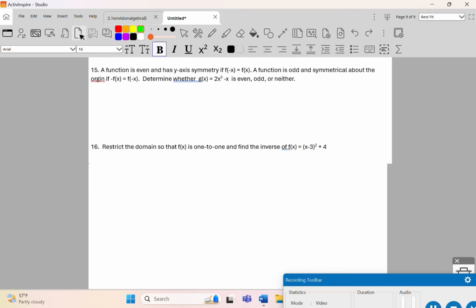A function is even and has y-axis symmetry if f of negative x equals f of x. A function is odd and symmetrical about the origin if f of negative x is equal to negative f of x. Determine whether g of x equals 2x cubed minus x is even, odd, or neither. So I've got to find a couple of things. I have to find f of negative x. That's just part of it. That means that every x you see becomes a negative x.